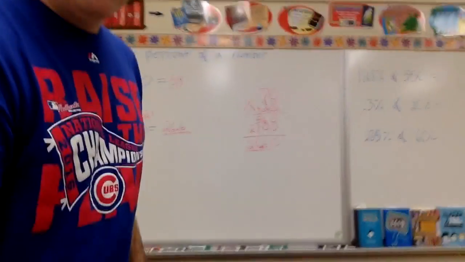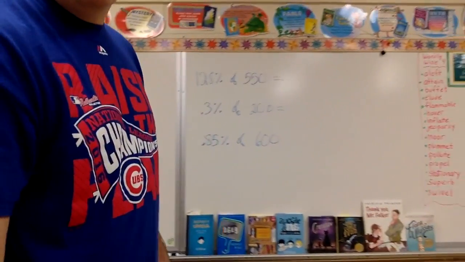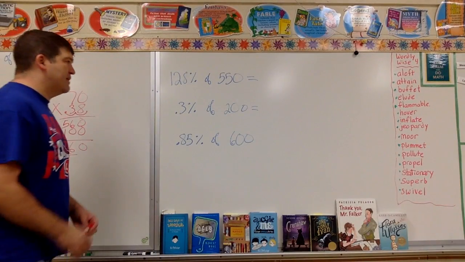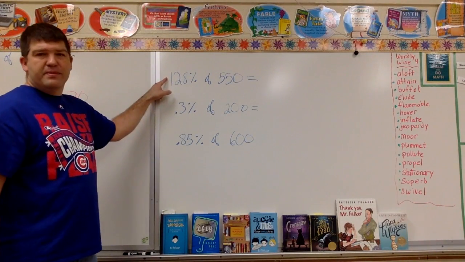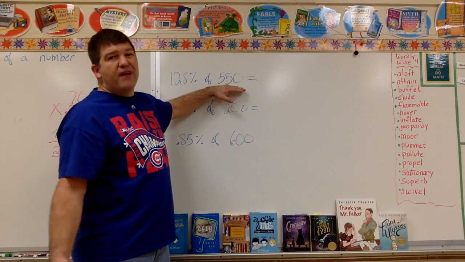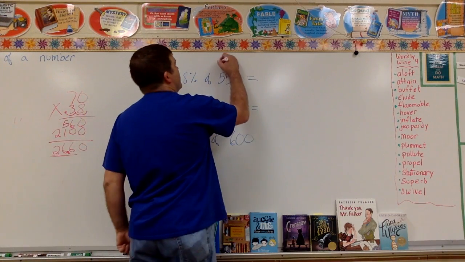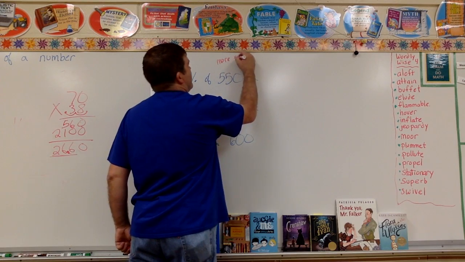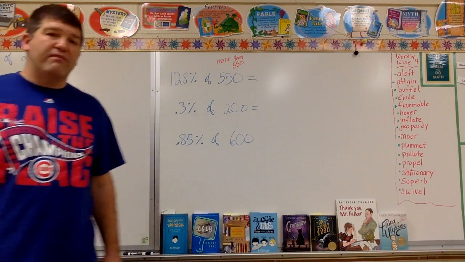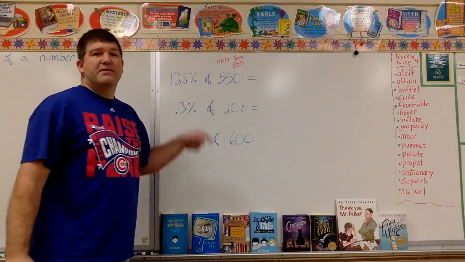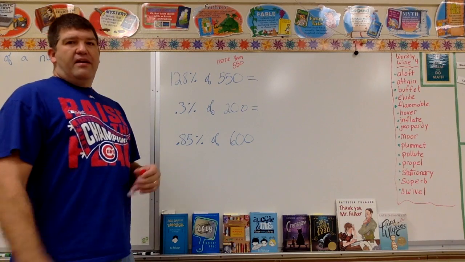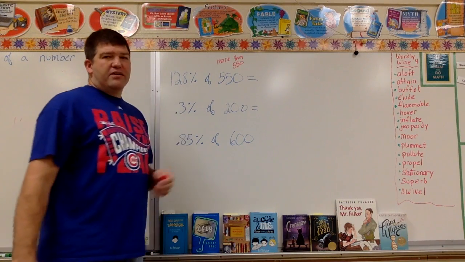Okay? Sometimes you might have a percentage that's over 100%, or less than 1%. So this is way over 100%. I know 100% of 550 is 550. So this is going to be more than 550. My answer has to be more than 550 because it's more than 100% of it. It's 128%. Okay? I could do it the same way, putting it over a fraction.